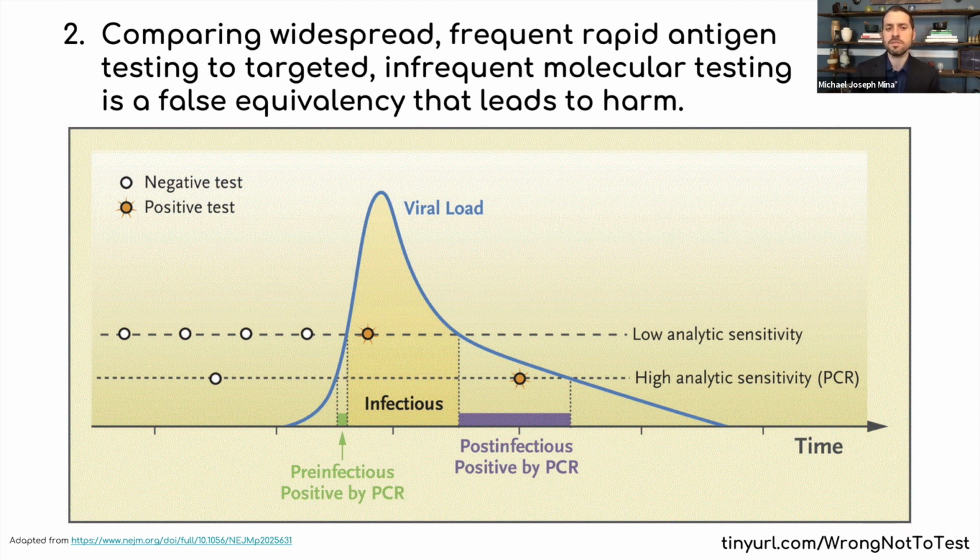So as a public health tool, these very high analytical sensitivity tests, unless they can be done very frequently and with very rapid results, are not going to be as effective as a lower analytical sensitivity test, but one with much higher sensitivity to catch infectious people when they're infecting.